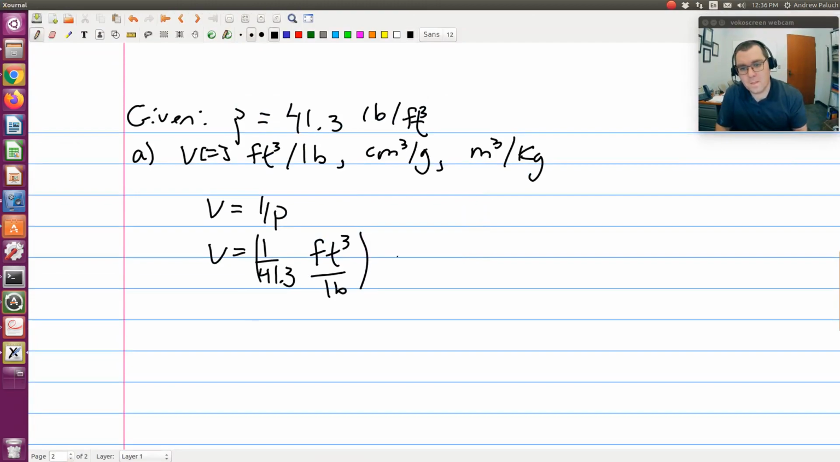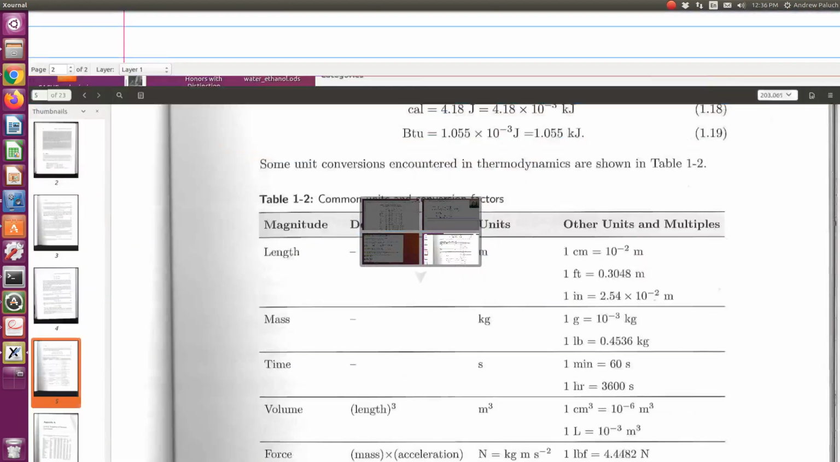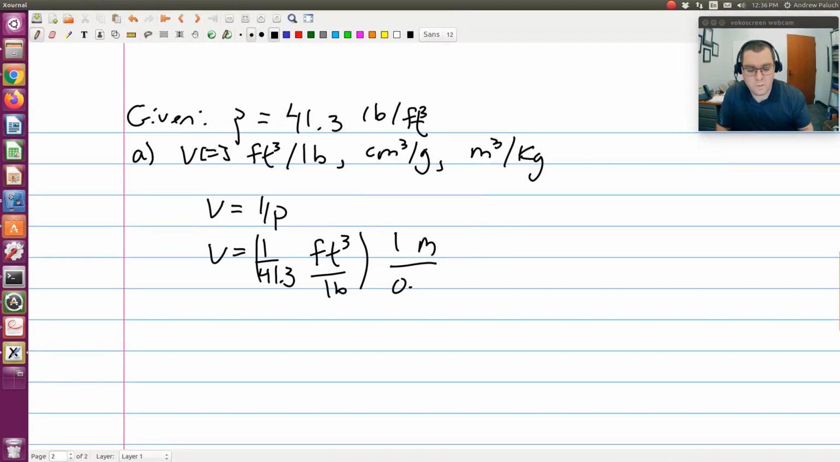So I know that 1 meter is 0.3048 meter. Okay, I got it messed up, right? So sorry, 0.3048 meters is equal to 1 foot. However, I need cubic feet. So if I were to cube the bottom and cube the top, I'd have this cubed, meters cubed is equal to 1 foot cubed.